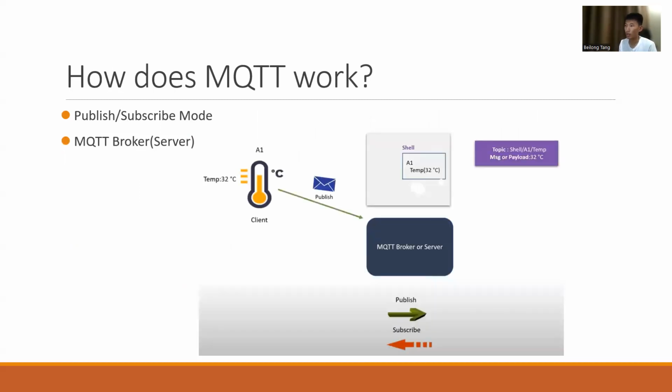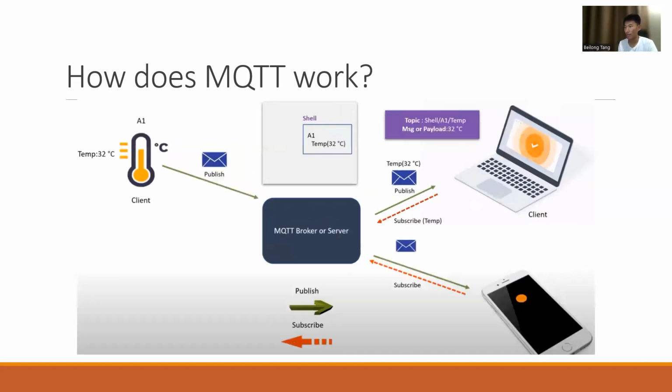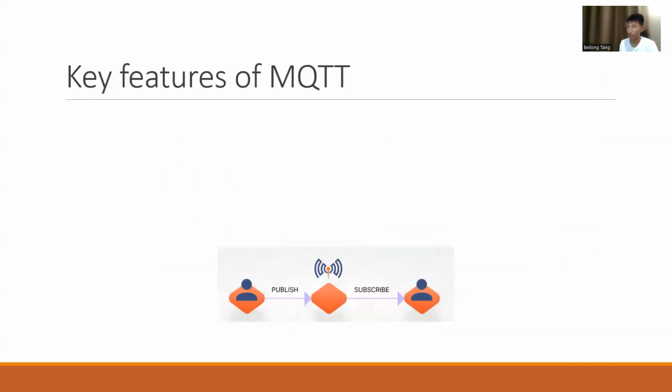So here's an example. Imagine you have a client A1 who records the temperature and sends it to the server. You publish the information to the server, and the server will store the information. Then the next client will subscribe to the server and ask for the temperature. So the server will publish to the client the temperature of A1 if it wants. We can have multiple clients, multiple subscribers, and multiple publishers, and they will publish and subscribe to their own information.